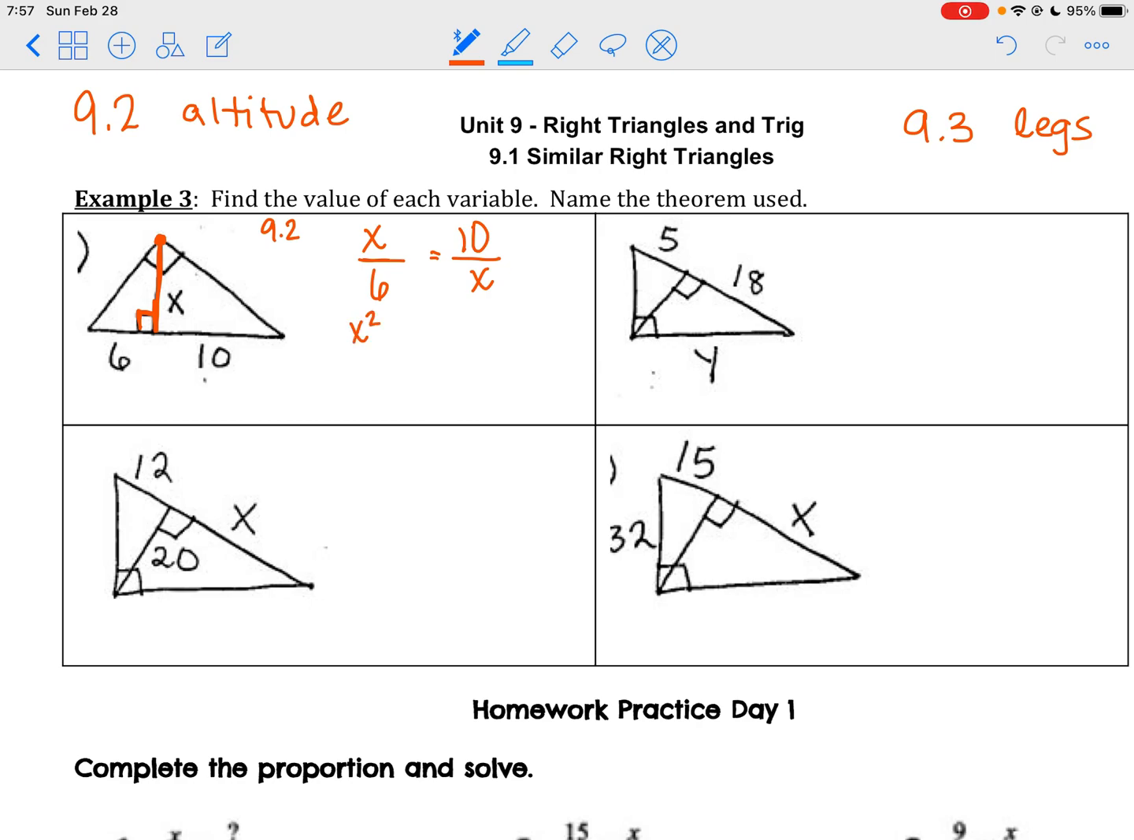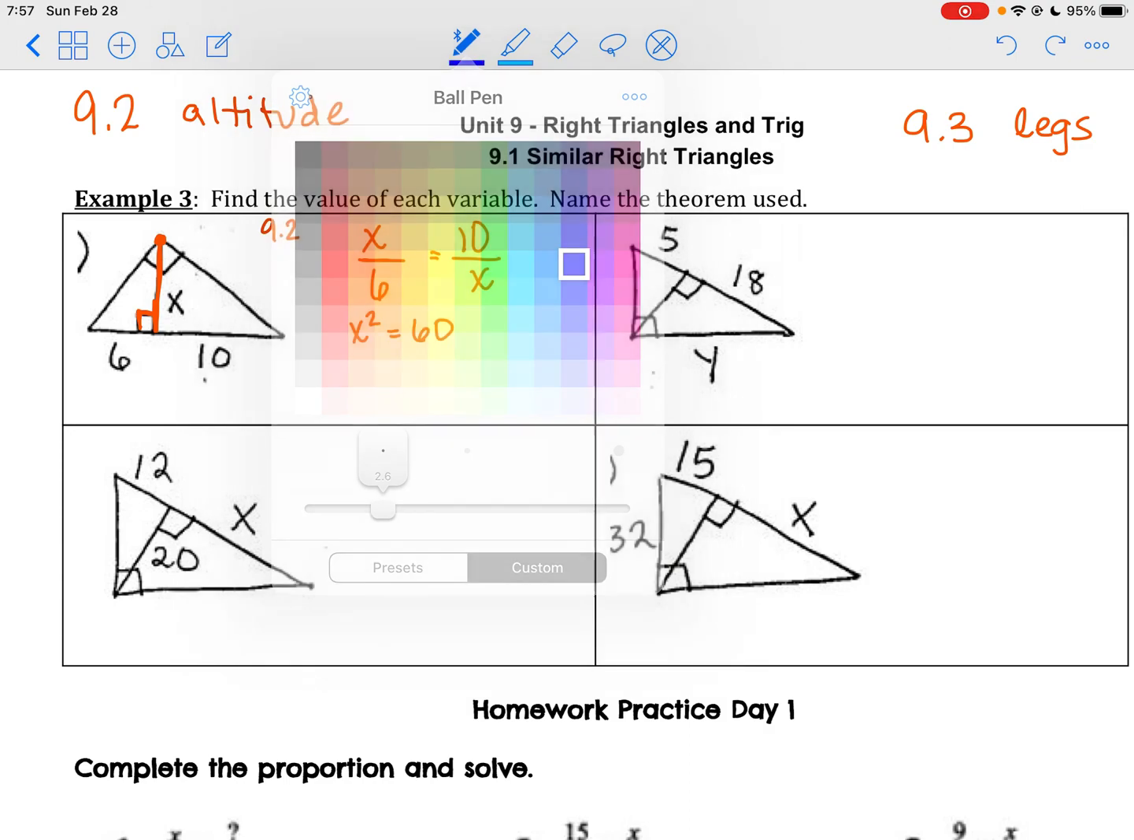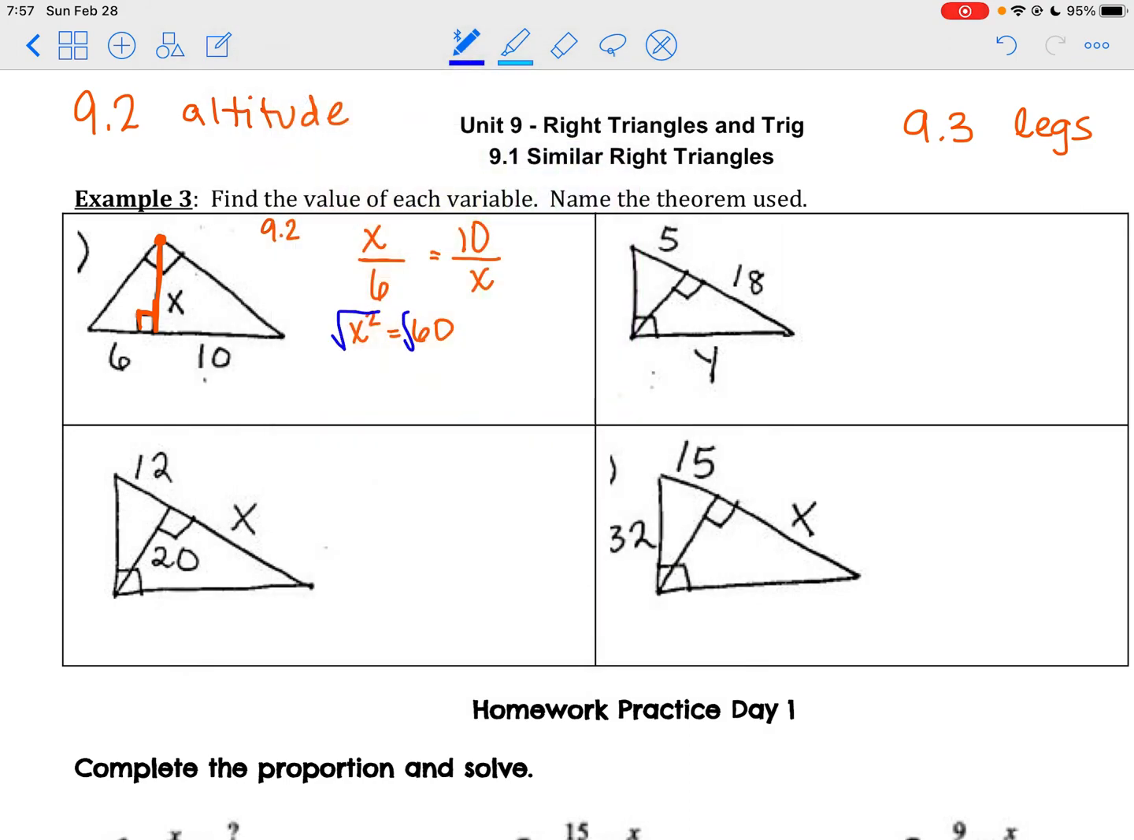So when I do that, I'm going to have x squared equals 6 times 10, and 6 times 10 is 60. Then to get that x by itself, that's going to take the square root. So let me change colors so we can see that this is a different step. I'm going to take the square root of both sides.